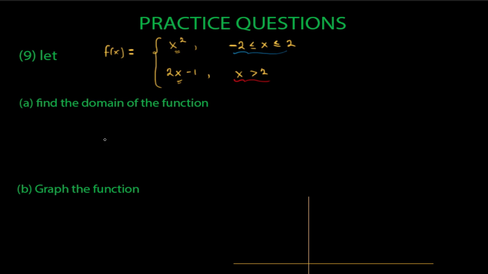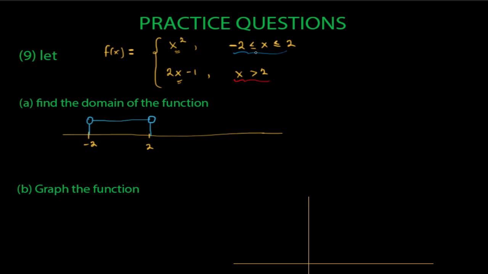So it would be very good if we draw our number line. Assuming this is our number line, the function is defined from -2 to 2. So let's mark -2, and let's assume this is 2. And it is also defined for x greater than 2. So how do I represent this on a number line? From -2 to 2, I represent that with this sign here. So between -2 and 2, the function is defined.